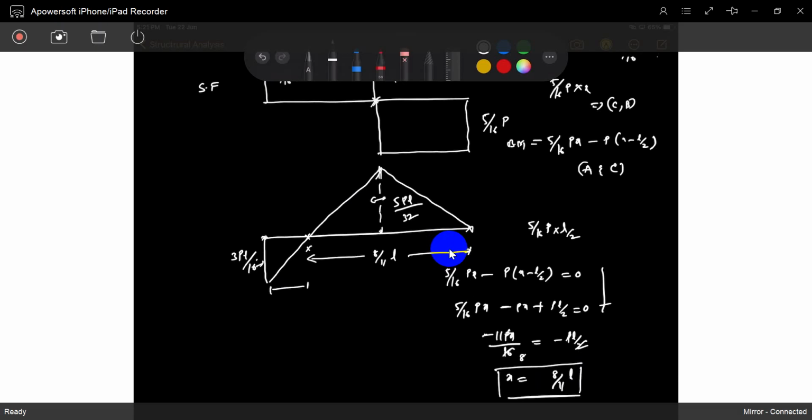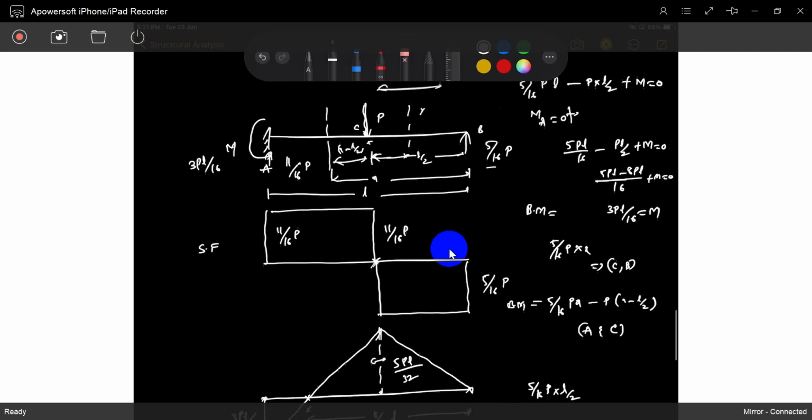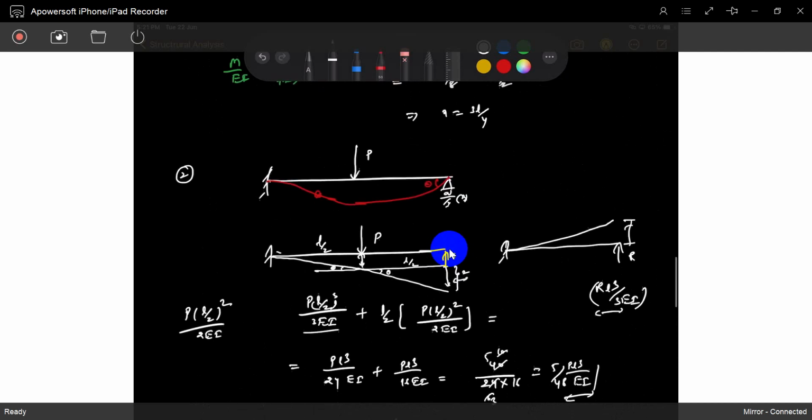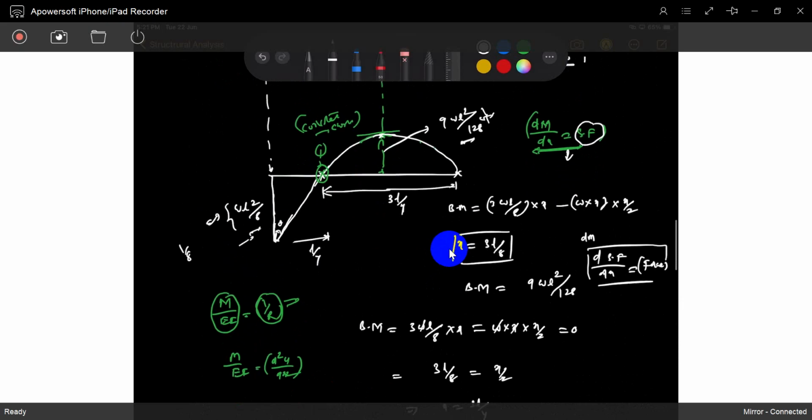So it has 3 by 11 L on the other side. That's it. Is something missing? No, everything is done. So we analyzed the beam. Okay, so that's it.